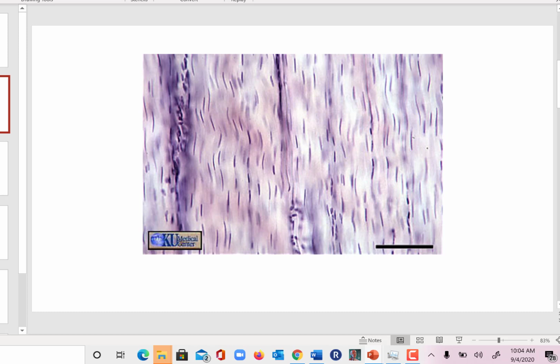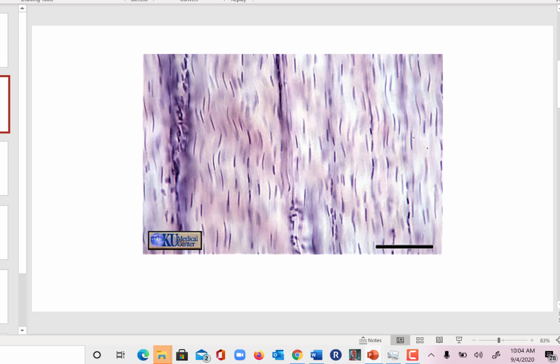In dense regular connective tissue, the collagen fibers are packed tightly and aligned parallel to an applied force. This tissue type is found in tendons and ligaments, where stress is applied in a single direction. Dense regular connective tissue has few blood vessels, and thus it takes a long time to heal following an injury, like when you pull a tendon.